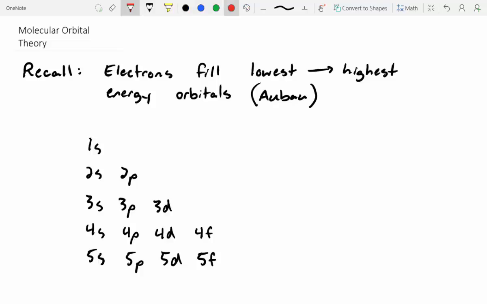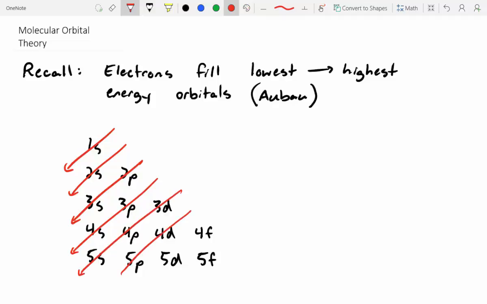A good trick for remembering the absolute order is to fill it in with diagonal lines. So we go like this, like that, and so on. That means that the order from lowest to highest is we started out at 1s and we went through it. Then the next one would be 2s. And then after that we've got 2p.